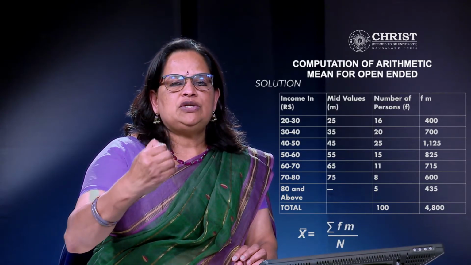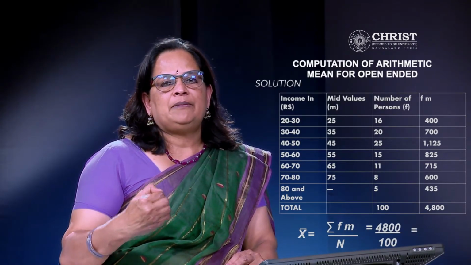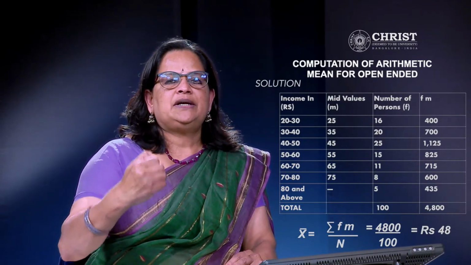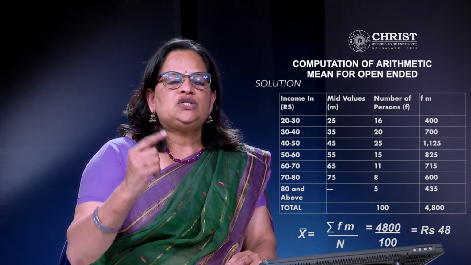X bar is equal to sigma fm divided by N. So that is 4800 divided by 100, where 100 is the frequency total. So that is rupees 48.